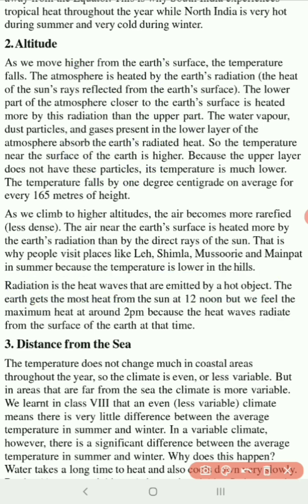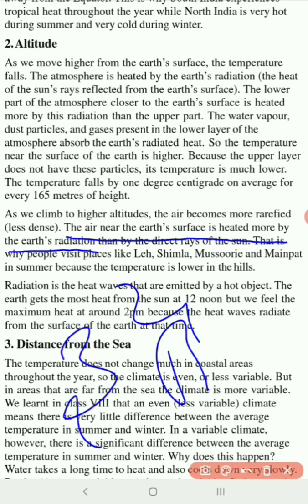This radiation is very little as we climb to higher altitudes. As we climb to higher altitudes, what happens? The air becomes rarefied, very less thick, not very dense. Therefore the air near the Earth's surface is heated up more by the Earth's radiation. As I told you, the sun's rays fall upon the Earth, the Earth is heated up, and that heat radiation goes out in the afternoon around 2 or 3 o'clock. Then we feel very hot, whereas in the higher altitude it is very much less.